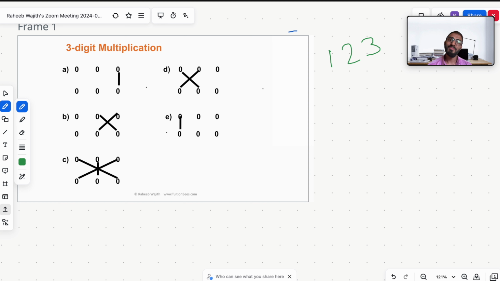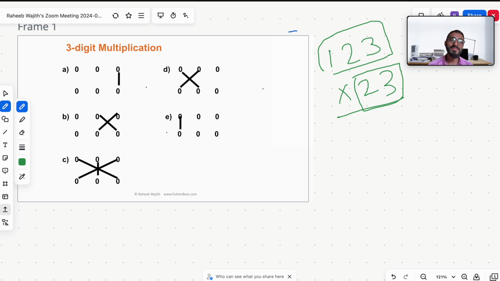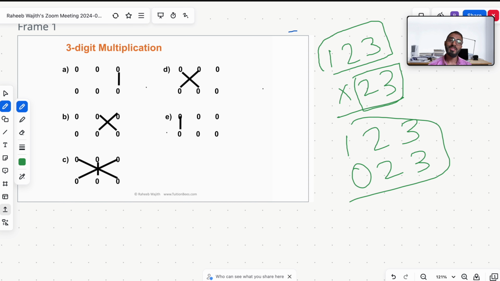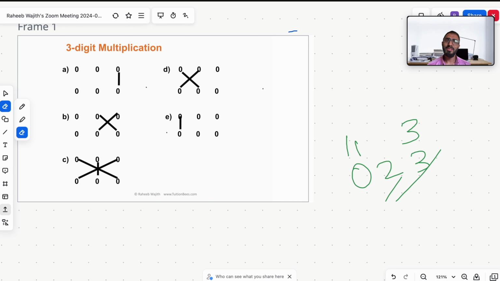123 multiplied by 23. Here this is a 3-digit number and this is a 2-digit number. So how to make it possible? Very simple. You just add a 0 so that both these numbers become 3 into 3 digits. Very simple step.